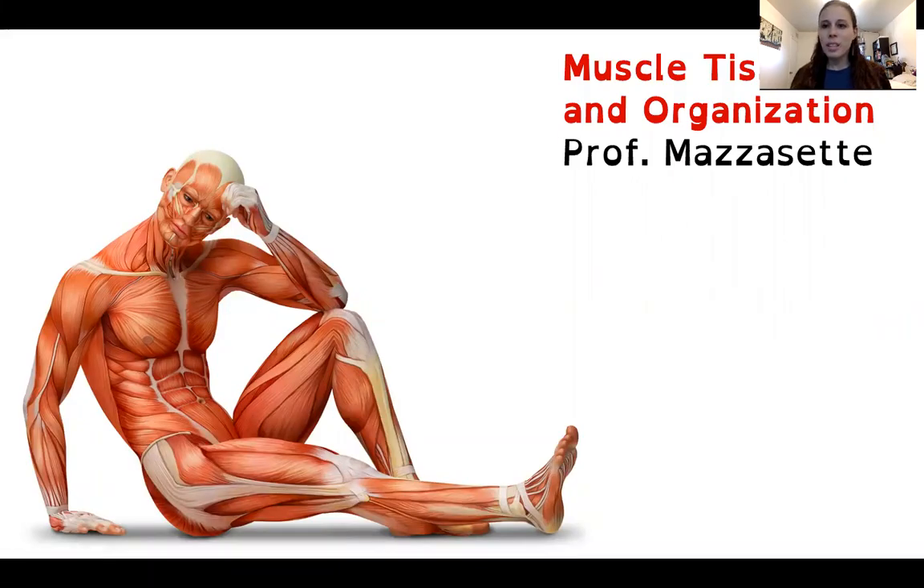Hello, everyone. Today we're going to talk about muscle tissue and organization. So we're starting the muscular system.